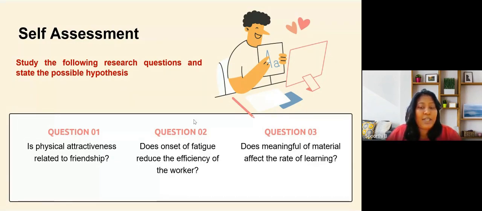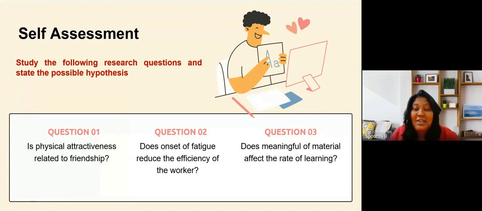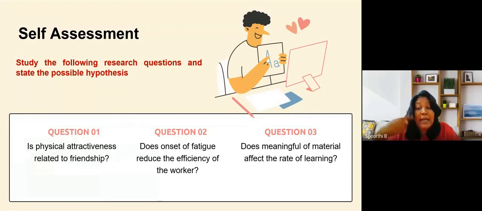The third question is, does meaningfulness of material affect the rate of learning? That is not meaningful, that is meaningfulness. Meaningful material enriches the learning experience. Brilliant, Nitish sir. Fantastic. Others? Meaningful material can lead to deeper processing, which can enhance memory and retention. Fantastic. You're bringing in other variables. Good job. Next. Anybody else want to try?